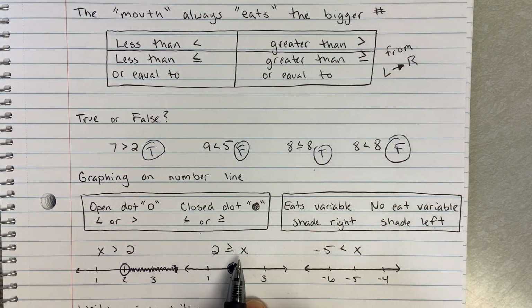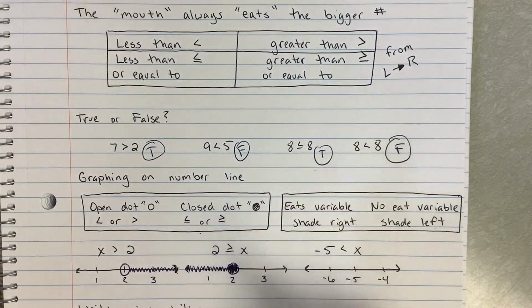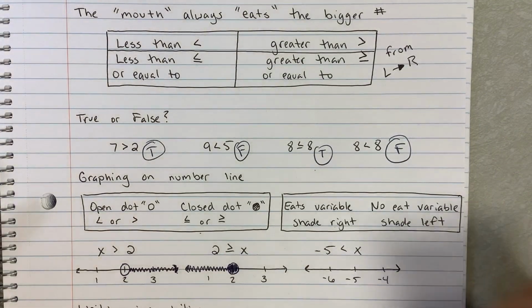And I'm gonna ask myself this simple question. Is my variable being eaten? No, the inequality sign's eating the number, its back is turned to the variable. So that means I shade left. And what this represents is that all my answers X are smaller than 2. So that's why I shaded to the left, because all my numbers smaller are towards the left. 1, 0, negative, all that stuff to the left, that is going to be part of my solution. I shaded left.